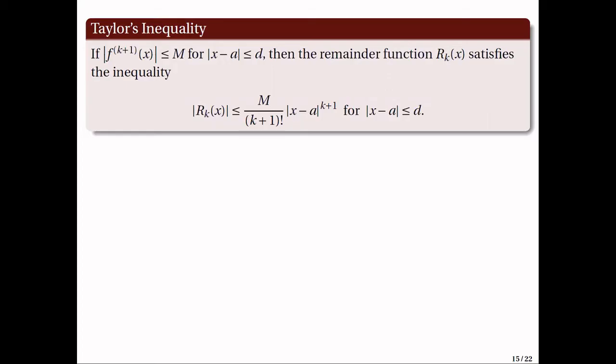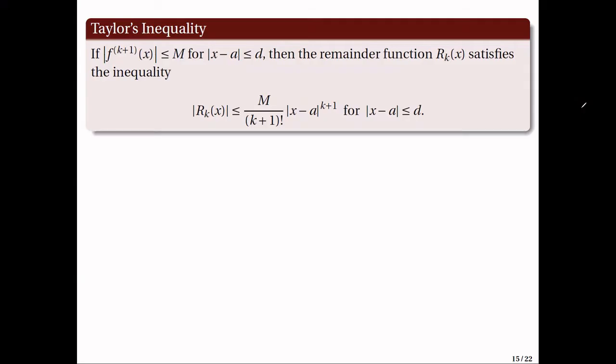From the previous theorem, we learned that a function is equal to its Taylor series if we can show that the limit of the remainder r sub k is 0. However, in practice, it is often useful to have an estimate for the remainder rather than having an exact value for it. Taylor's inequality allows us to estimate the remainder term appearing in the Taylor approximation. Let's now go through Taylor's inequality.